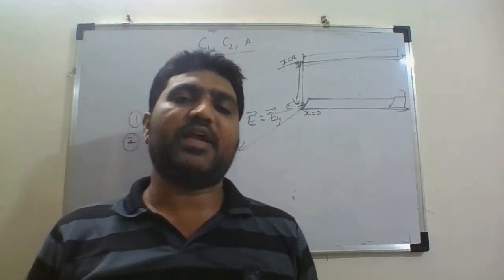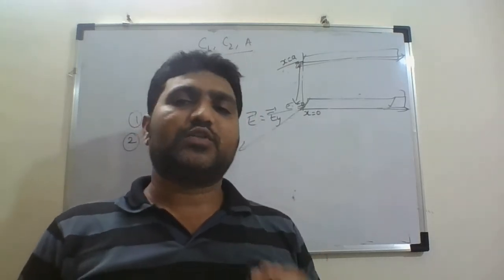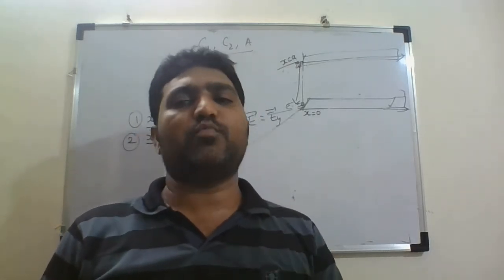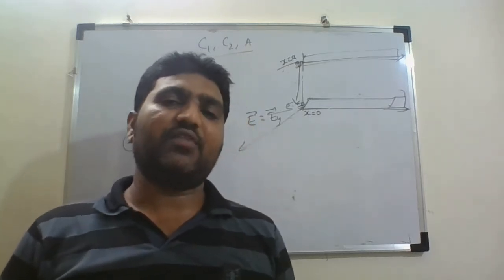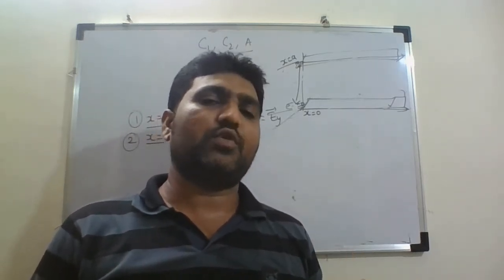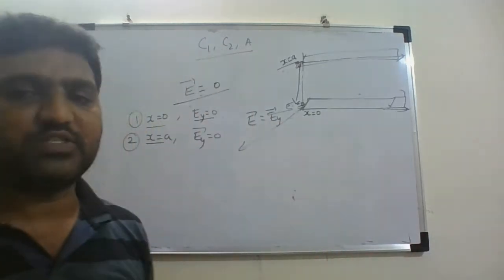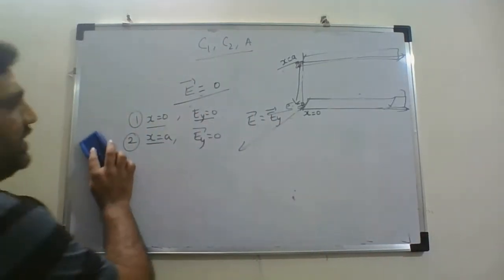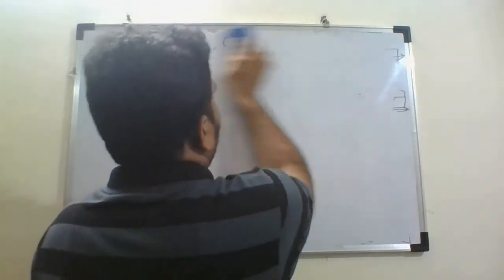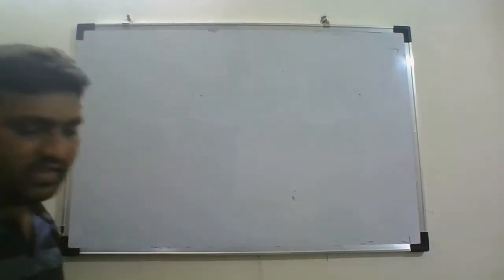For conducting plates, the electric field is equal to 0. So using this, we can get two boundary conditions. The electric field will be 0 at both x equal to 0 and x equal to a. So I use this to determine the constants. Let us see how we can do it. So firstly, what is the expression that we got for Ey?